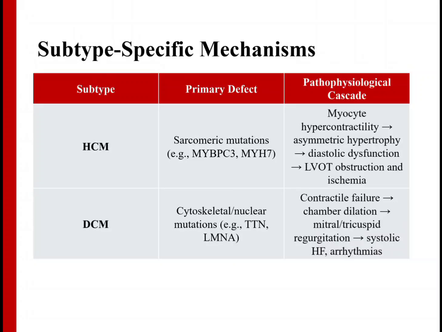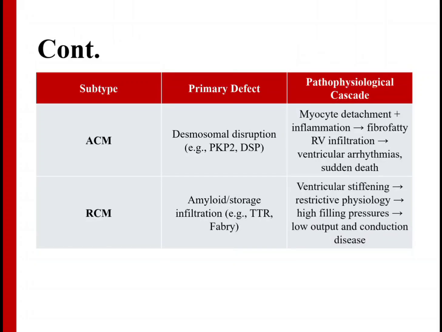In arrhythmogenic cardiomyopathy, the cause is desmosomal protein defects like PKP2 and DSP. These desmosomes lose adhesion, which leads to myocyte detachment. And the other thing that will happen is inflammation and fibrofatty infiltration, especially in the right ventricle. And this explains why arrhythmogenic cardiomyopathy is more about arrhythmia and electrical activity even before structural failure sets in.